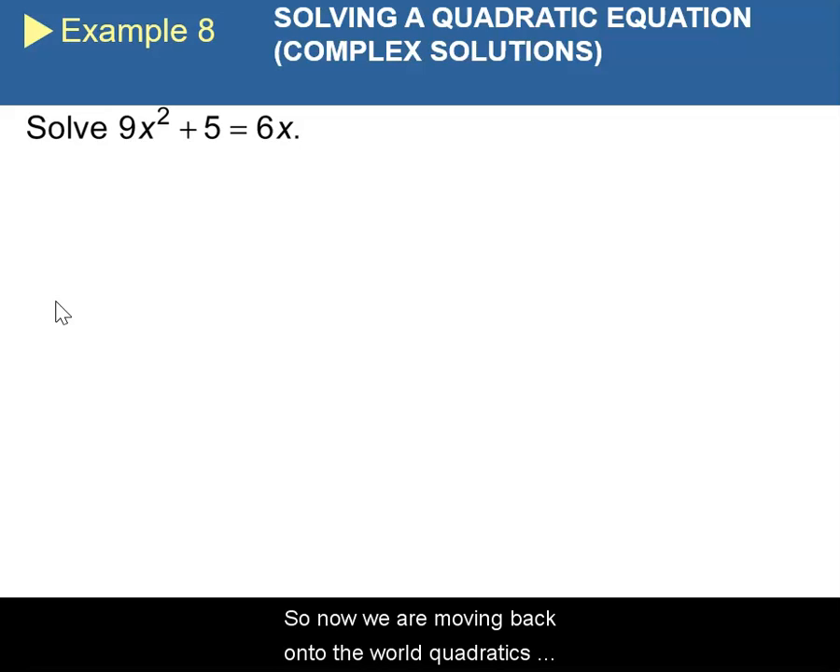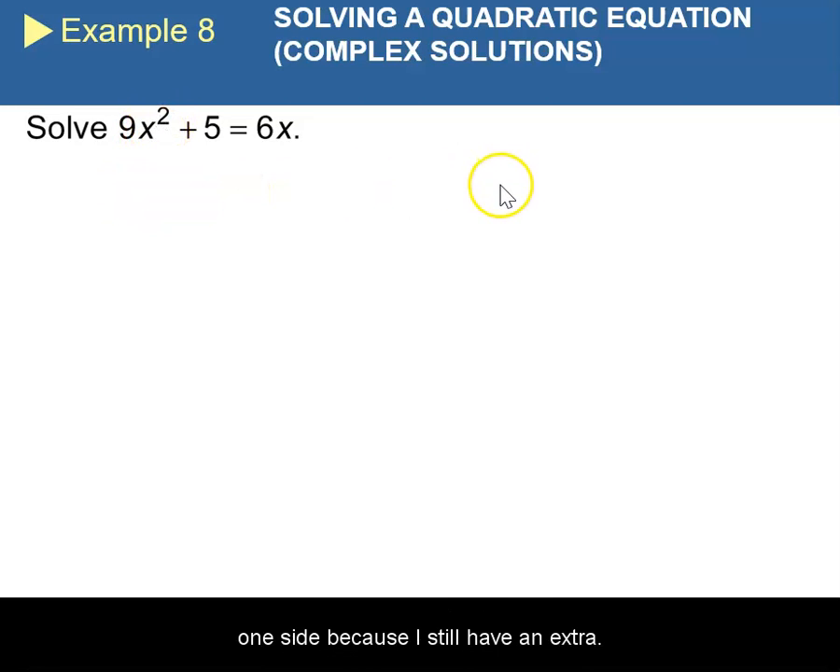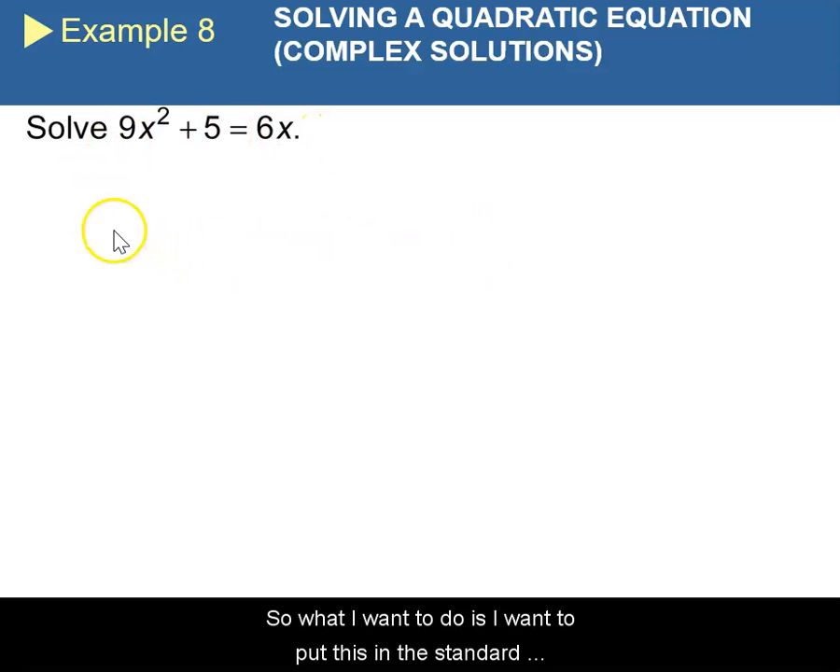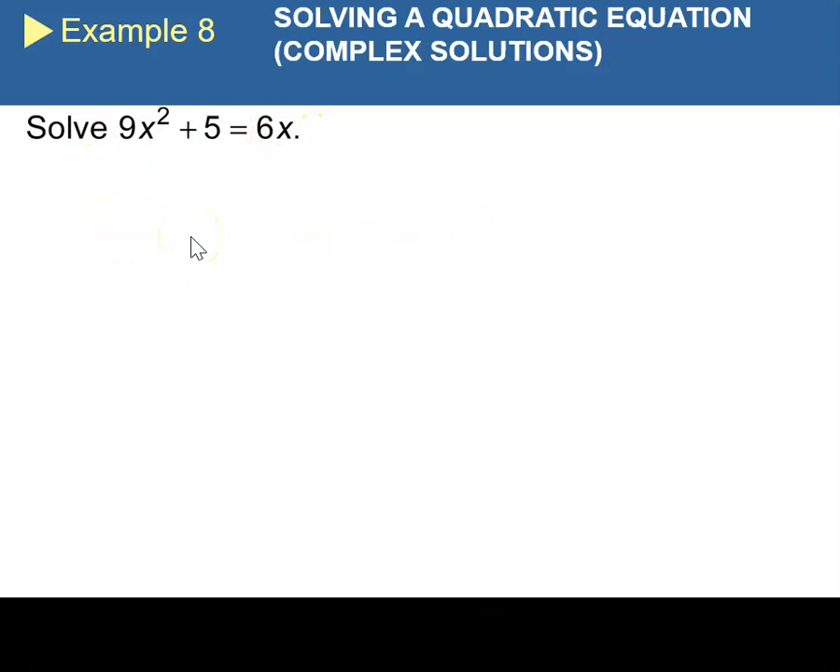Okay. So now we are moving back on to the world of quadratics. Okay. So here, if I want to solve this quadratic, I can't just say, let me get x squared alone and move everything else over to one side, because I still have an x term. Okay. So what I want to do is I want to put this in the standard form of a quadratic and either complete the square or use the quadratic formula. Most likely you're going to use the quadratic formula because nobody likes to complete the square.